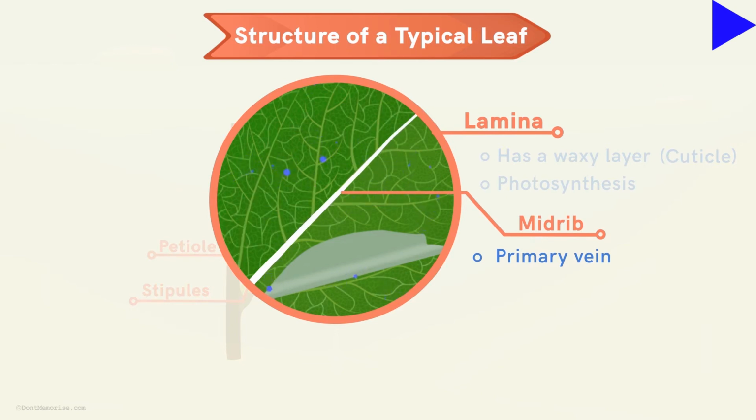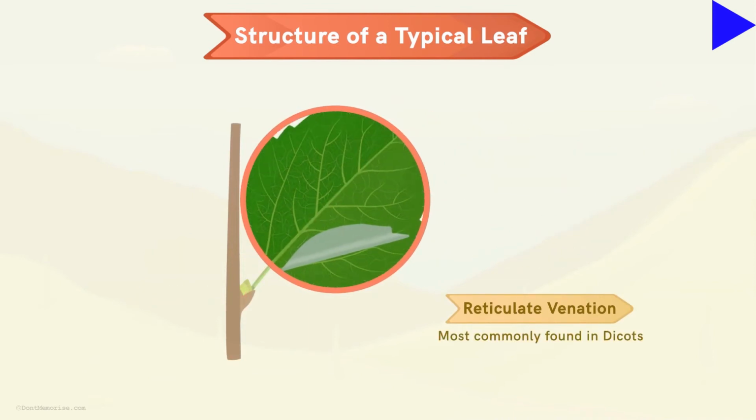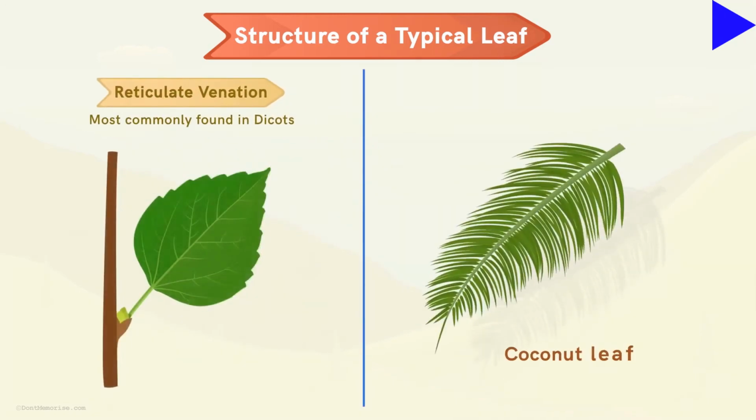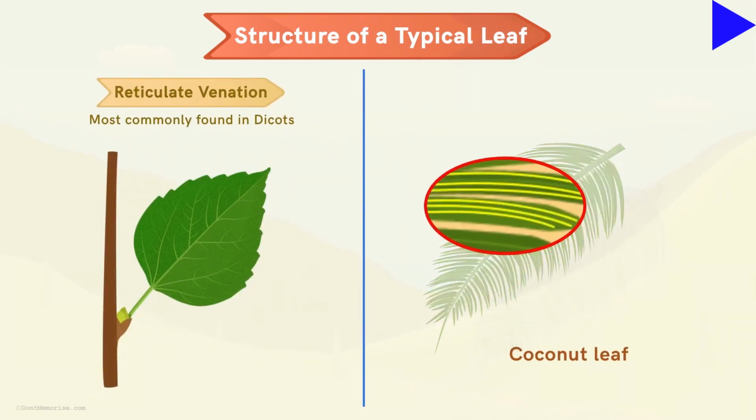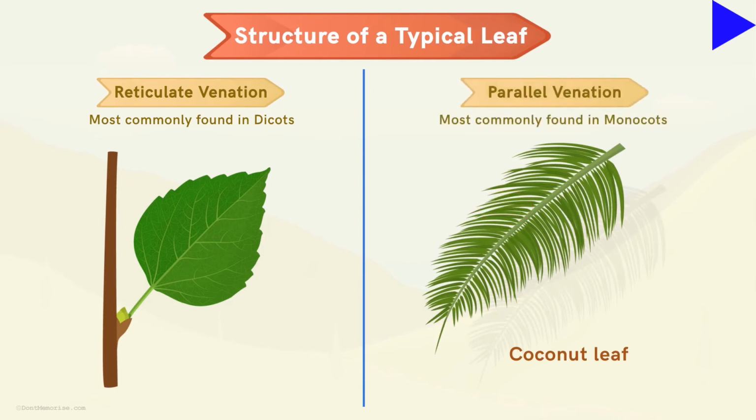When leaves have such netted veins, it's referred to as the reticulate venation. This is usually a characteristic of dicots. However, in most of the monocots, like the coconut leaves for example, we find straight veins running parallel to each other. Such type of a system is referred to as parallel venation.